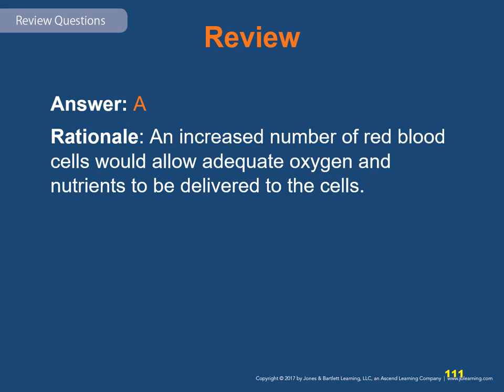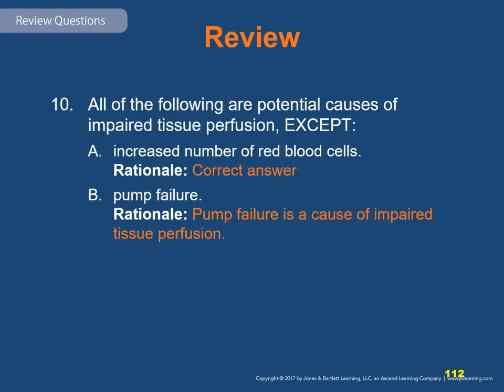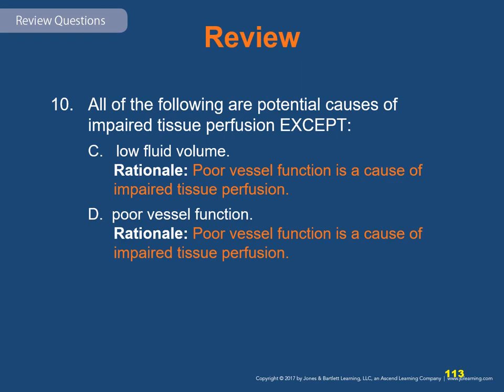An increased number of red blood cells would allow adequate oxygen and nutrients to be delivered to the cells. An increased number of red blood cells may actually help with tissue perfusion, but is not a potential cause of it. Pump failure is a cause of impaired tissue perfusion. Low fluid volume is a cause of impaired tissue perfusion. Now this is because there's no fluid for the tissue to perfuse. Poor vessel function also is a cause of impaired tissue perfusion.